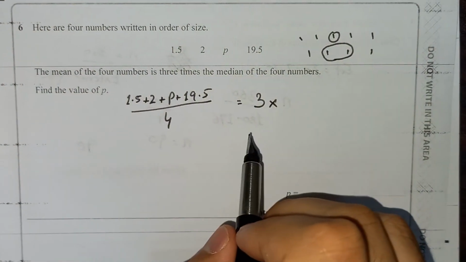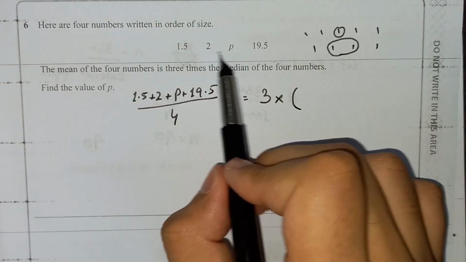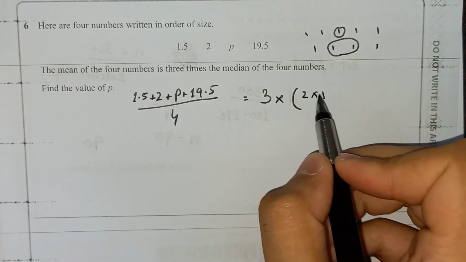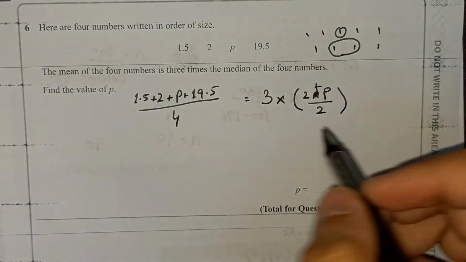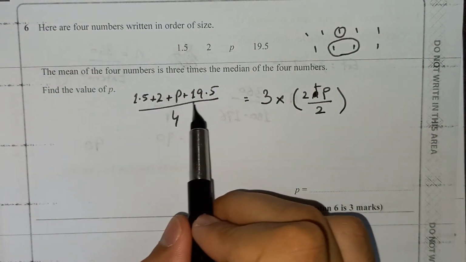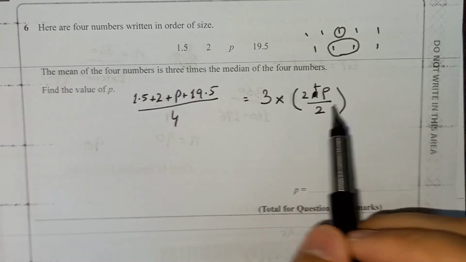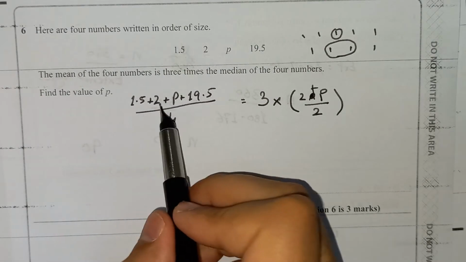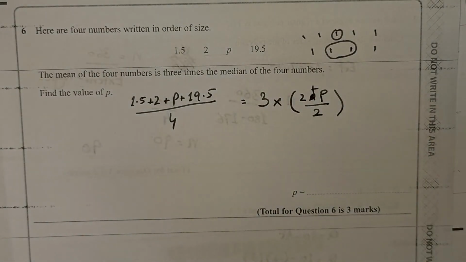So over here the median will be the mean of the center 2 numbers, 2 plus p divided by 2. So the mean of the entire series is equal to 3 times the median. We're just gonna simplify this all. This makes 3.5. 3.5 plus 19 makes it, I think, 23.